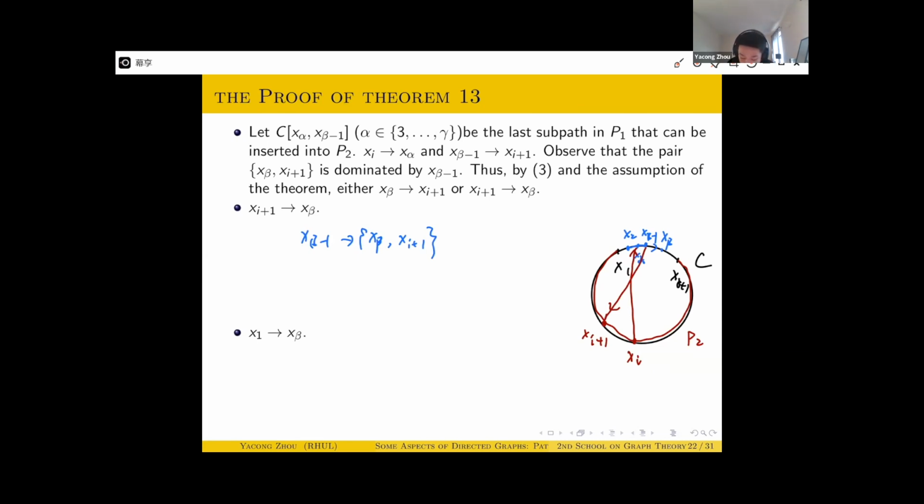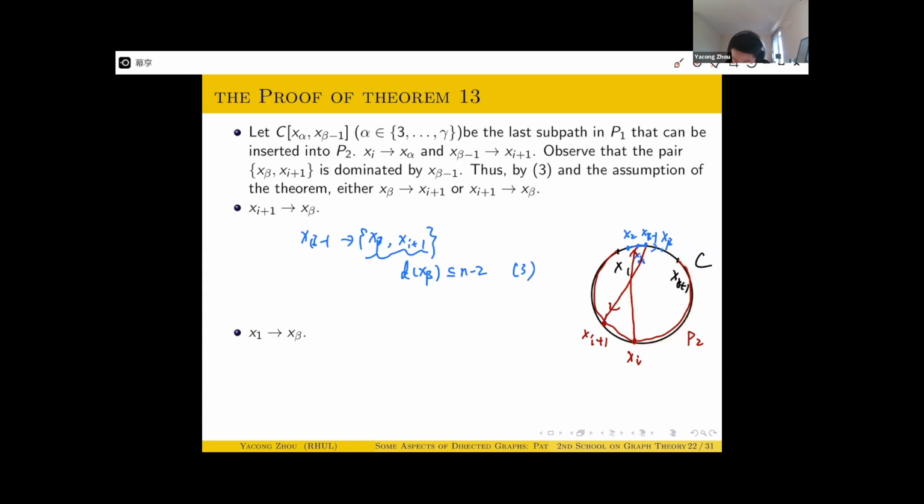But the degree of x beta is less than or equal to minus two by our formula three. So these two vertices cannot be non-adjacent by our assumption. And so what's the direction it should be? It can't be the direction from xi plus one to x beta, because if so, then we can insert this subpath here to P2.